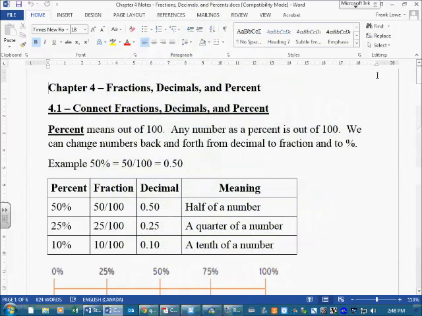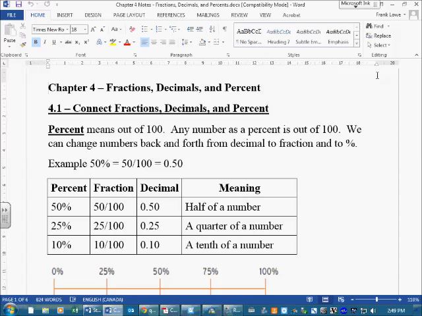Okay, welcome to chapter 4. This chapter is on fractions, decimals, and percents. We're going to look at how they're related to one another. And then we're also going to look at how we can change a fraction to a decimal, decimal to percent, and backwards and forwards. Basically, you can go from either one of those to any of the other ones.